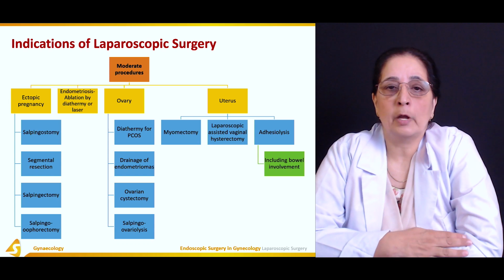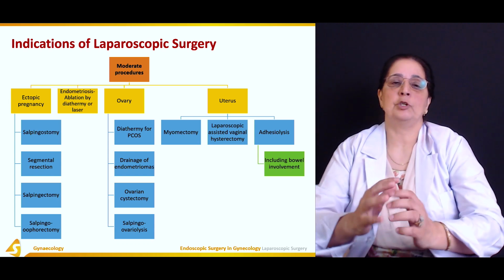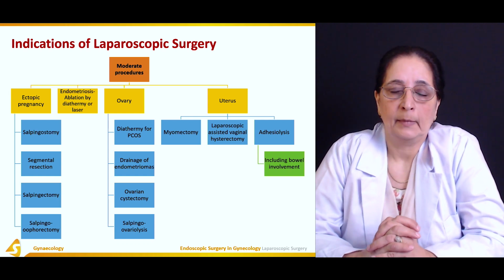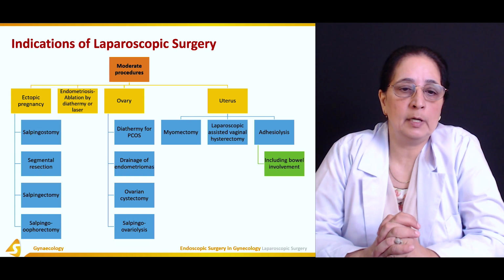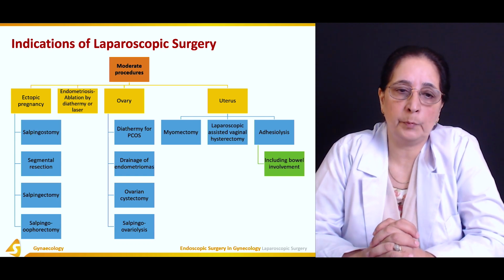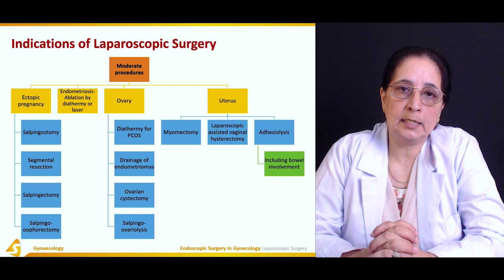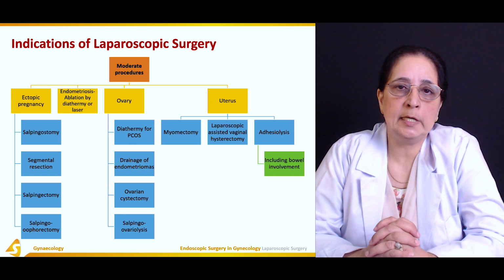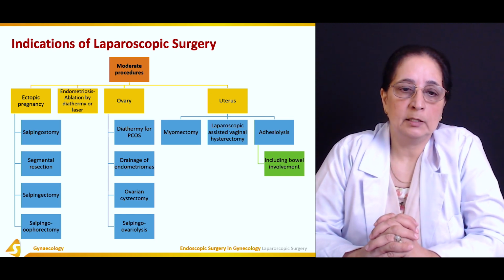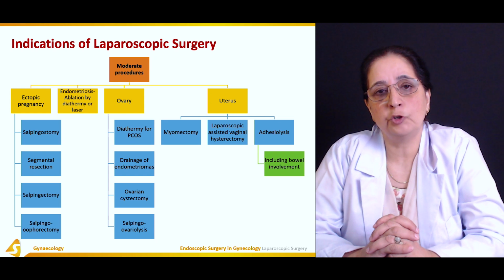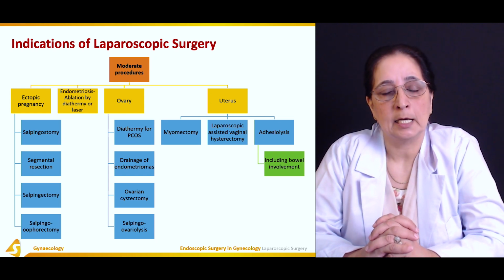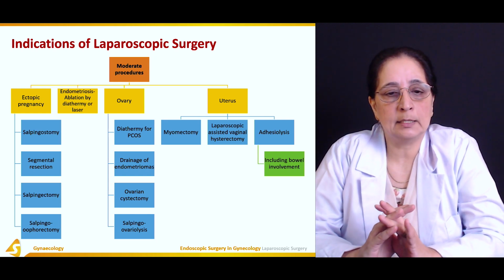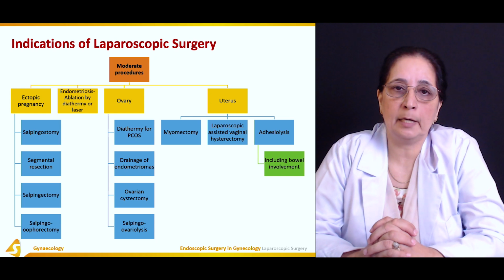Ectopic pregnancy is the pregnancy outside the uterus. Most commonly ectopic pregnancy is in the fallopian tube, and less commonly it can be in the ovary, about 0.3% or so. Mostly it's in the fallopian tube. So pregnancy outside the uterus is the ectopic pregnancy. If ectopic pregnancy is diagnosed, then salpingostomy can be done.